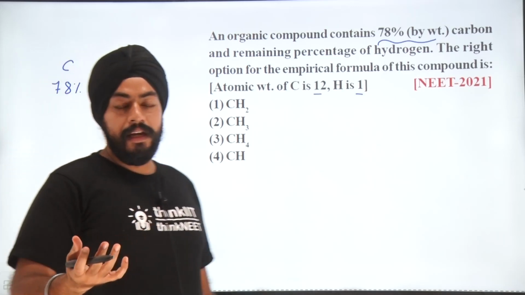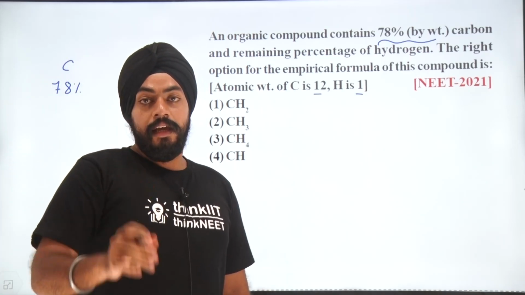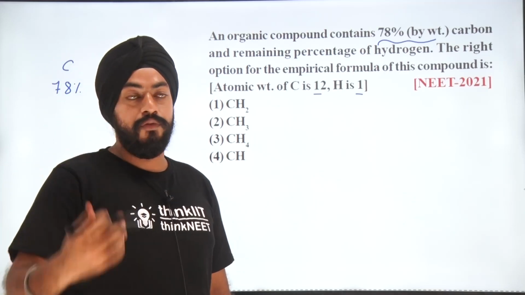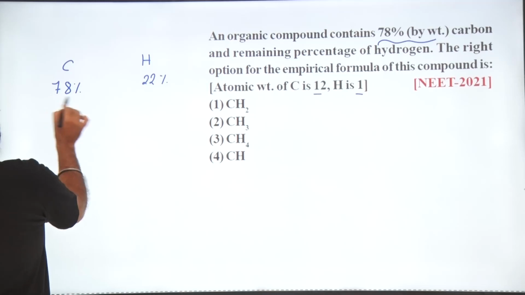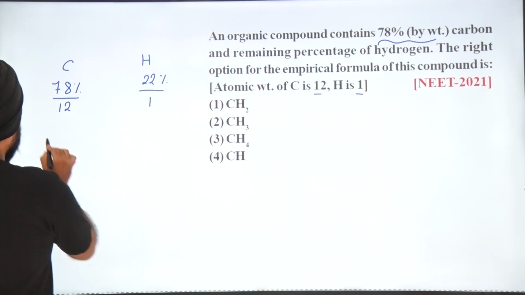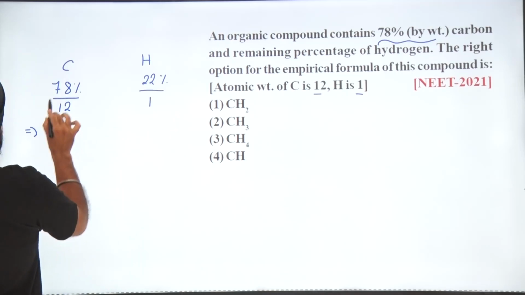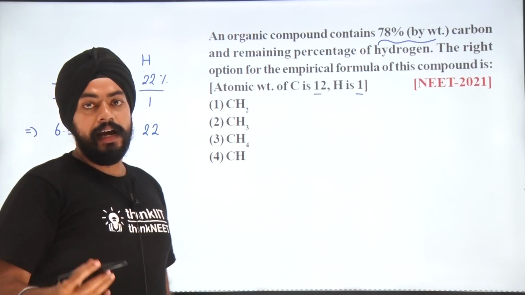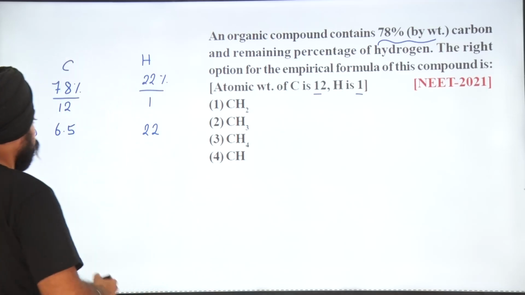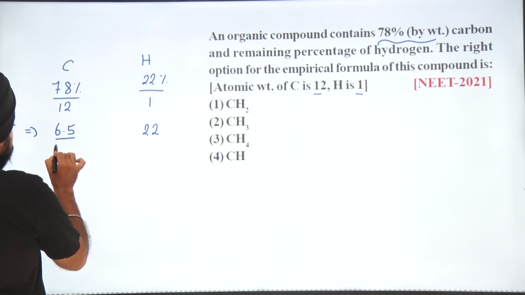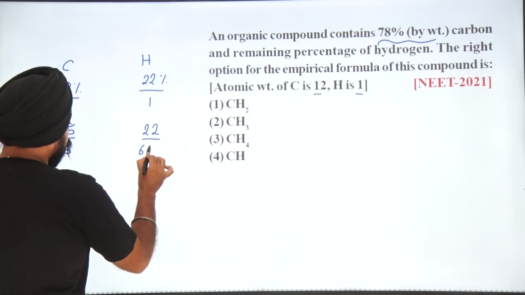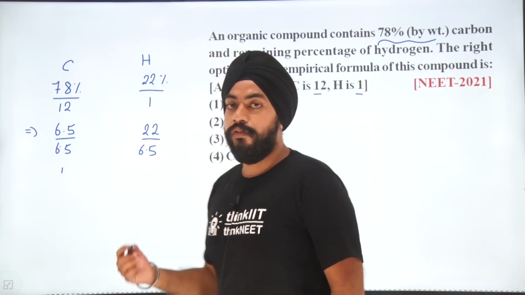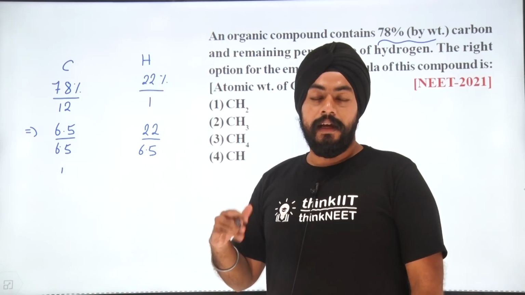Well, to calculate an empirical formula, there are some basic steps that you must follow. Just divide the percentage by its atomic weight. So I'm just going to divide it. After dividing, it comes out to be 6.5 for carbon and 22 for hydrogen. The next step says to divide the values by the smallest number among these two. The smallest number is 6.5. So dividing by the smallest number, it comes out to be 1, and 22 divided by 6.5, students, will be around 3 point something.